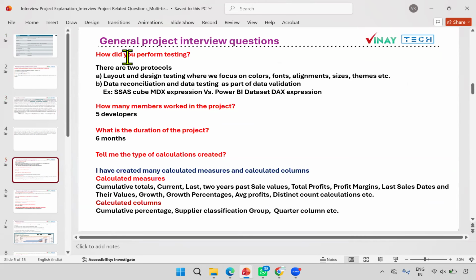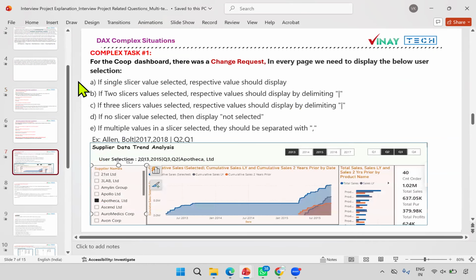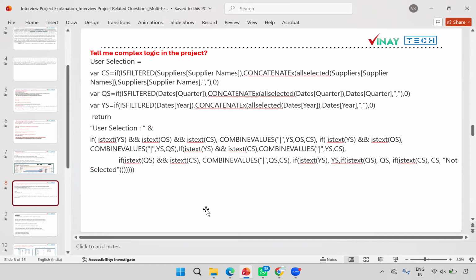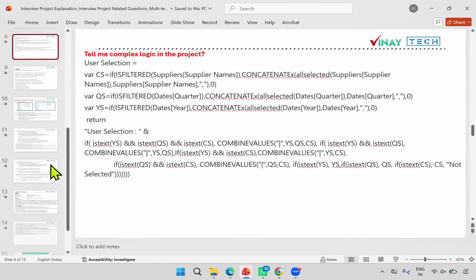And questions: how did you perform testing? How many members worked in the project? Tell me some of the calculations you have created. The interview questions, project-related questions, and explain the complex tasks, complex examples, complex formulas. So these kinds of good documents you will find.